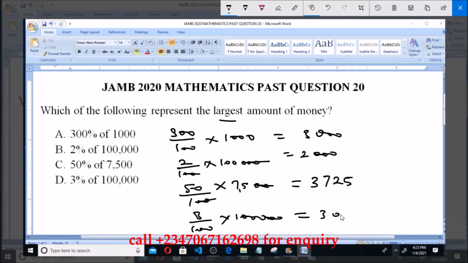equals to 3,000 naira. Now looking at this, you see that the largest amount of money here is option C, which gives us 3,725 naira. So the answer to this question is actually option C.